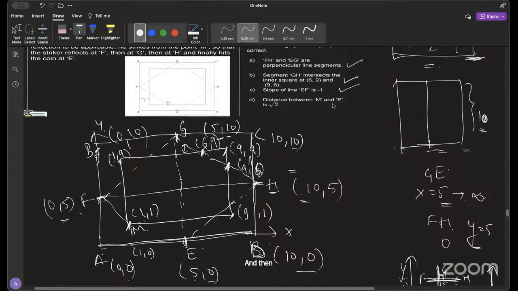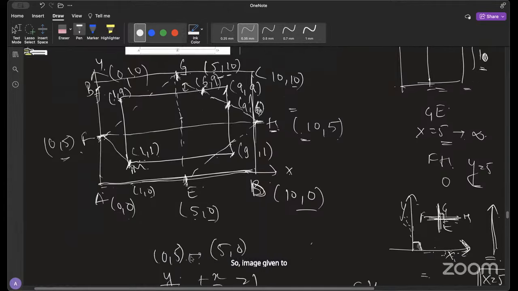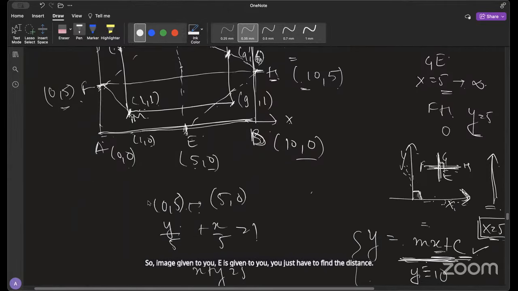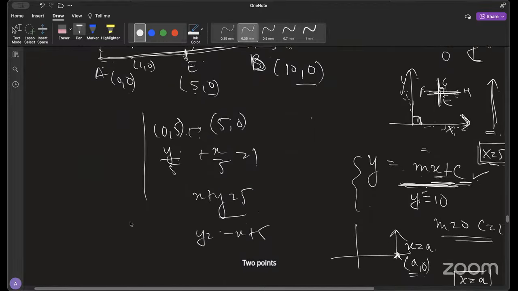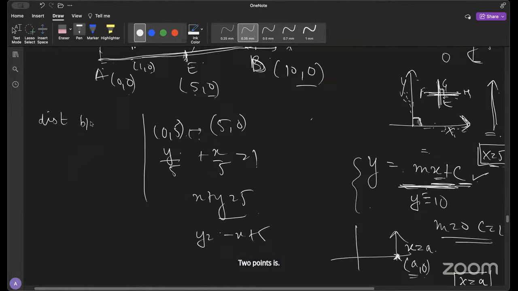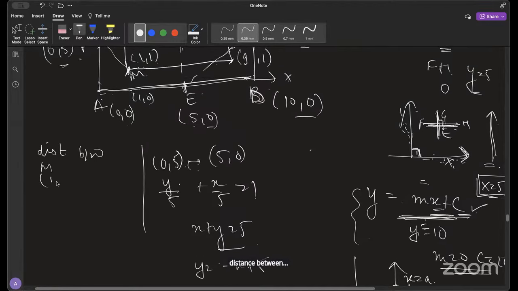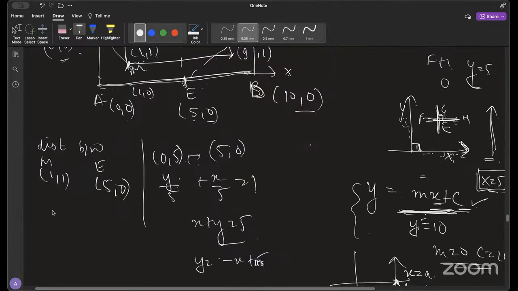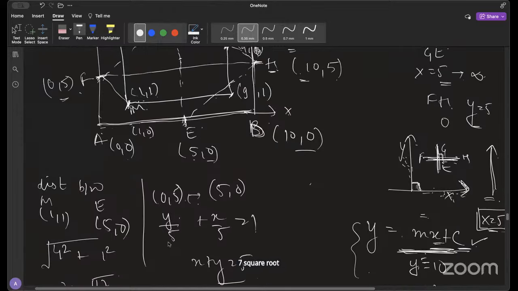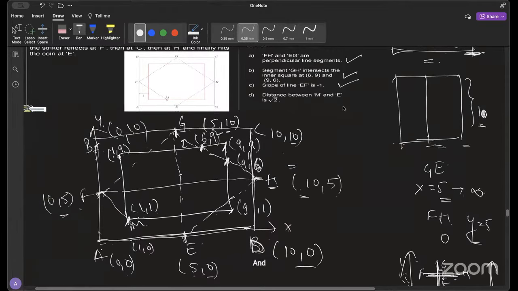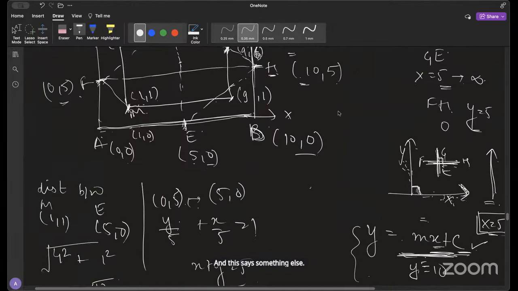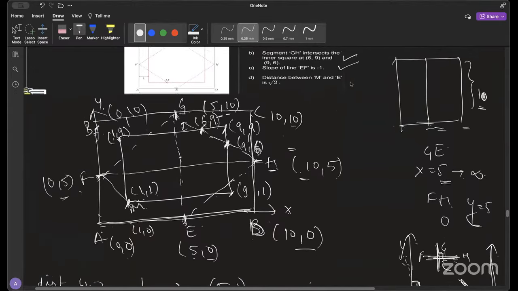And then the distance between M and E. So M is given to you, E is given to you. You just have to find the distance. The distance formula for 2 points: distance between M 1,1 and E 5,0. It's 5 minus 1, 4 squared, and 0 minus 1, so 1 squared. And then square root. So it's square root of 17. And this says something else. This should be incorrect.